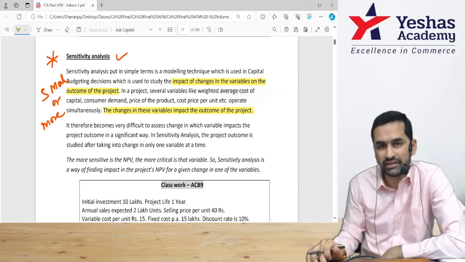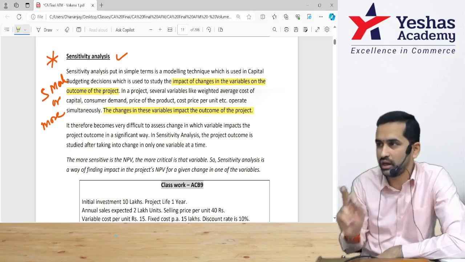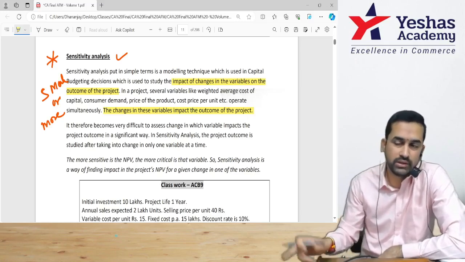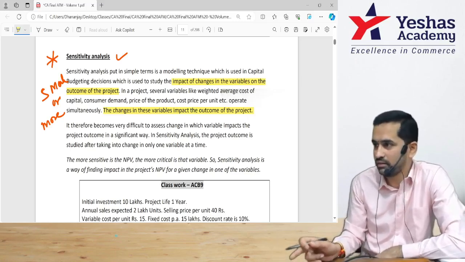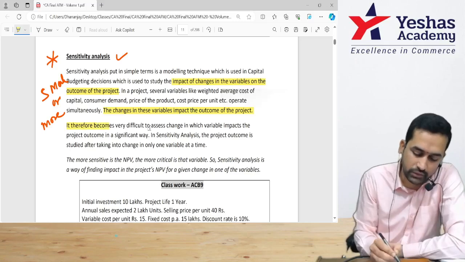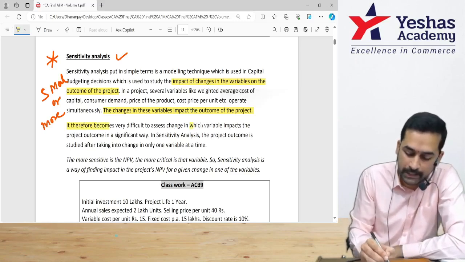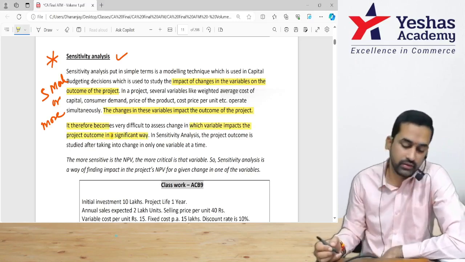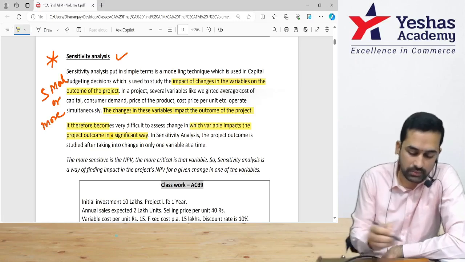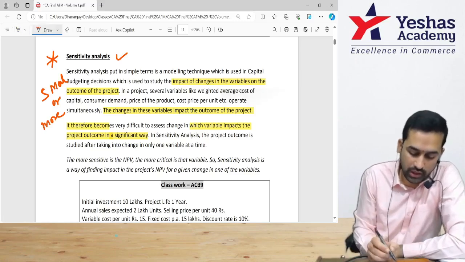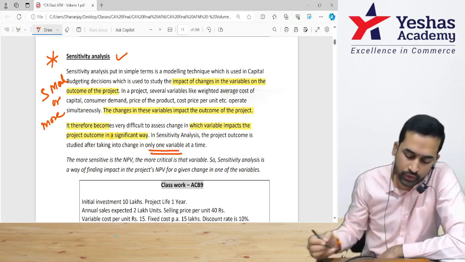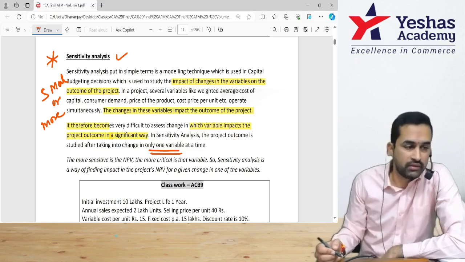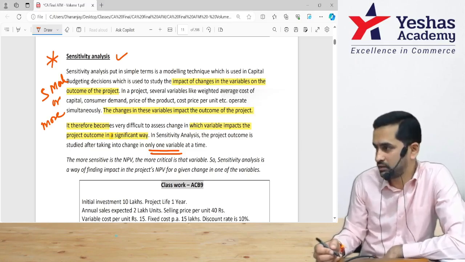And what we do in sensitivity analysis is we only change one item at a time and see what will be the impact of that on our NPV. See this. It therefore becomes very difficult to assess which variable impacts the project outcome in a significant way. In sensitivity analysis, the project outcome is studied after taking into account the change in only one variable at a time. To understand this theory, we have to do one sum first.